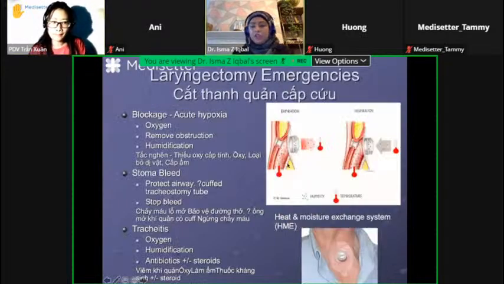So as I mentioned, this is how this device works. So air can come in and out, but no food or drink can pass through. And this here is called the speech valve, which allows the air to move, but it doesn't allow any food or fluid to go into the airway from the food gullet, because it's a one-way valve.